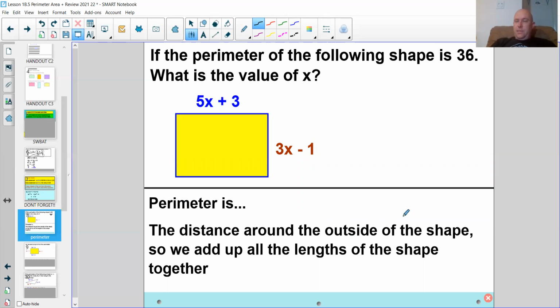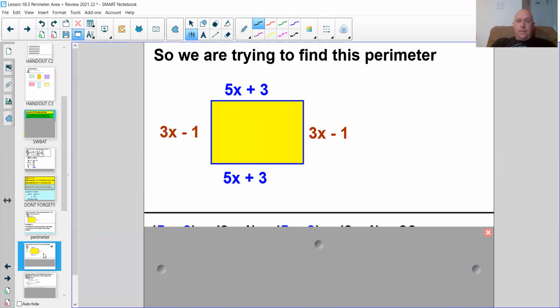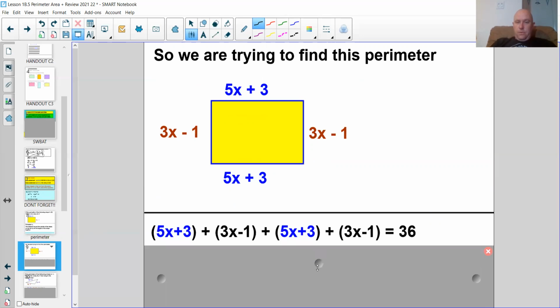So perimeter is the distance around the outside of the shape, and therefore we're going to add up all the lengths together. Now, on the picture, they typically only give you two of the lengths, but I would expect you to know the top is going to be the same length as the bottom, and the right-hand side is going to be the same length as the left-hand side. So that's how we would start. We would label all the sides, and then we're going to add them all together.